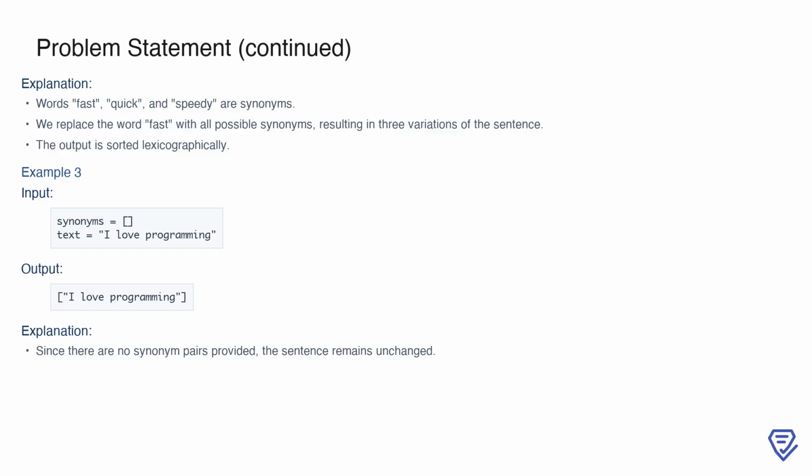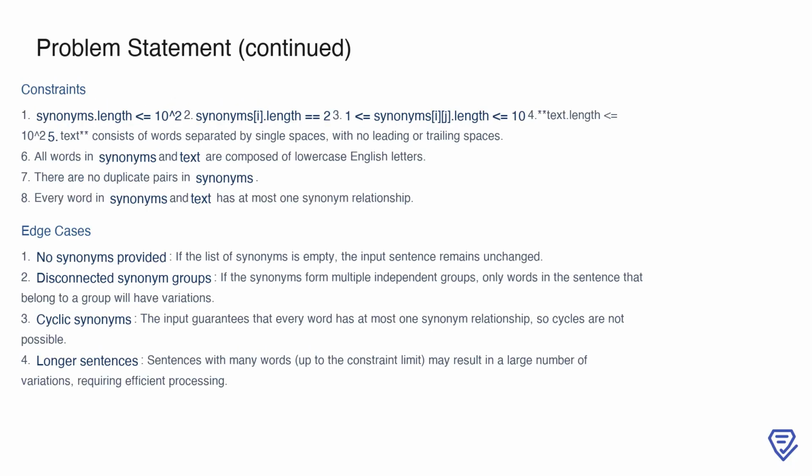This is because there are no synonyms to apply, so the input sentence is returned as is. Notice how the presence or absence of synonym pairs directly affects the variations we can generate. The key takeaway here is that the algorithm must handle both cases where synonyms are provided and where they are absent, ensuring correctness in all scenarios. The problem comes with certain constraints to guide the solution.